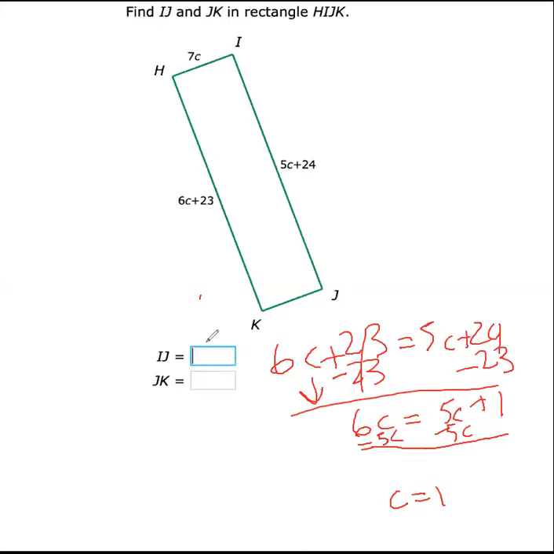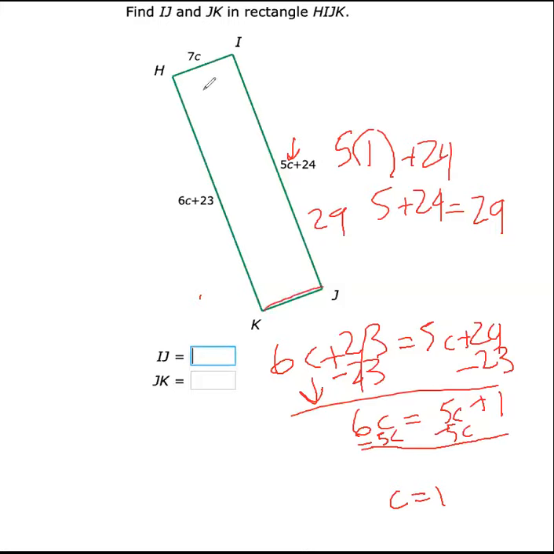Excuse me, I'm looking for, again, IJ. So I'm looking for this one right there. I'm just going to fill in 1 for c. So 5 times 1 plus 24 is going to be 5 plus 24, and that's going to equal 29. So this side right there is going to be 29. Now I need to solve for this other unknown side right there. If I fill in 1 for c, it's basically going to be 7 times 1, which is going to be 7. So this side over here should be 7, and IJ should be 29.